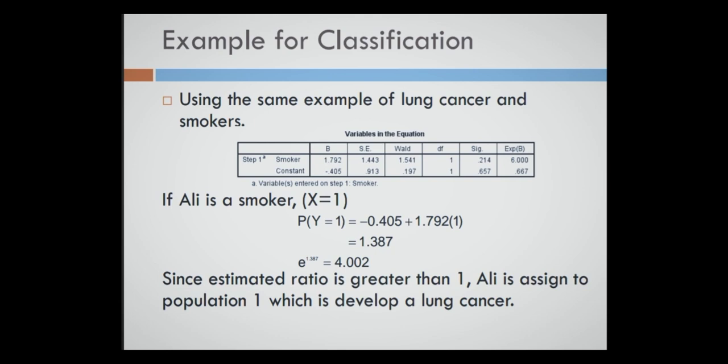Okay, so sekarang we want to know Ali will be classified into which group of Y. Okay, ada dua cara. First of all, kita just masukkan, kan, replace here X equal to 1 because Ali is a smoker. This is the logistic regression model tadi, kan? We replace X equal to 1, so you will get 1.387.